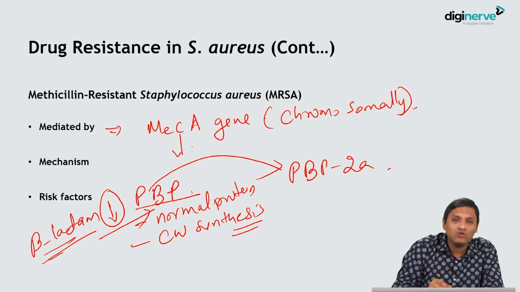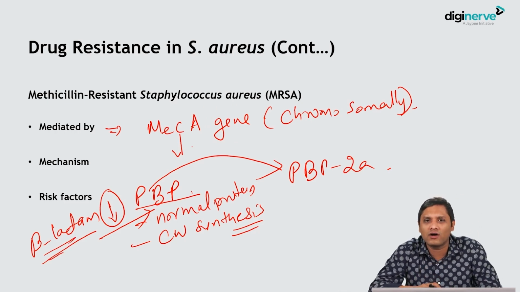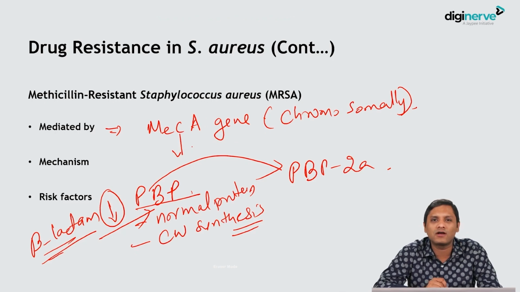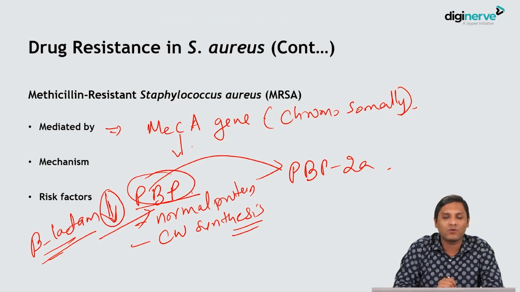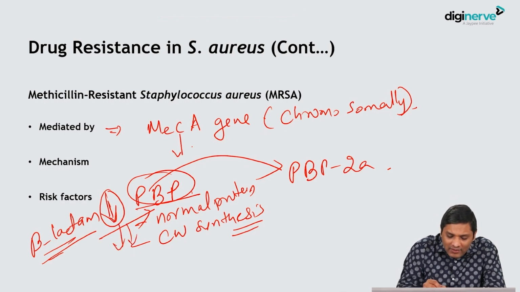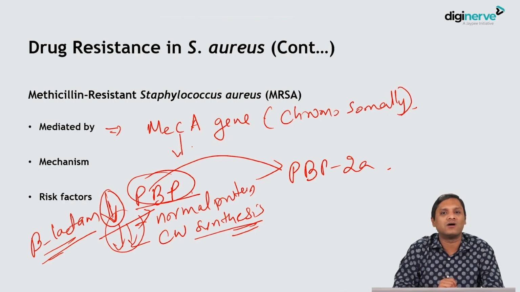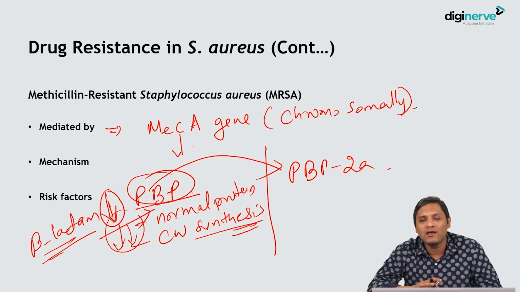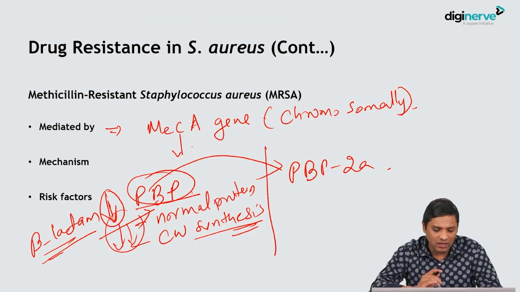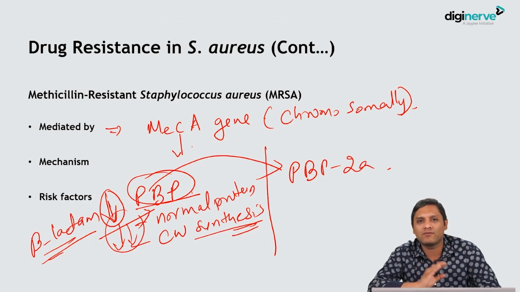Beta-lactam group of drugs, how they work, how they destroy the organism. The beta-lactam group of drugs will kill the organism by binding to the penicillin binding protein, and thereby they inhibit this protein, thereby they will inhibit the cell wall synthesis. So this is the normal mechanism of how a beta-lactam antibiotic will work against any organism.